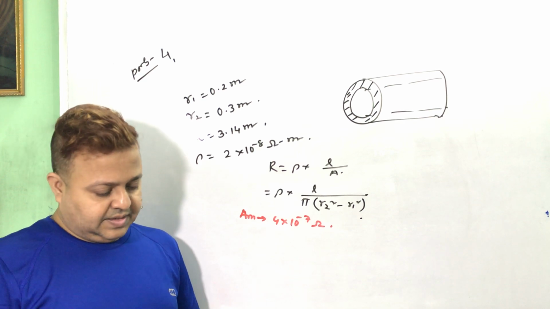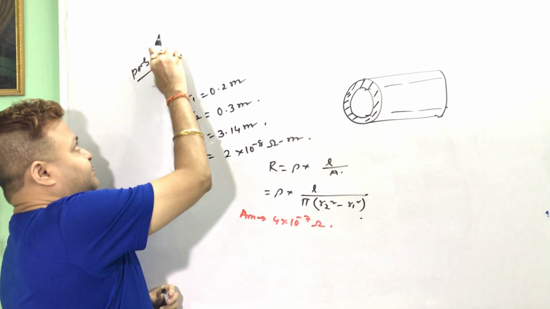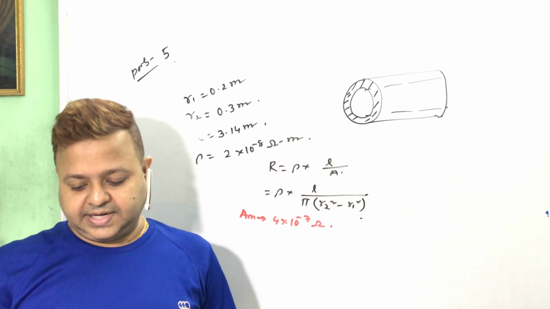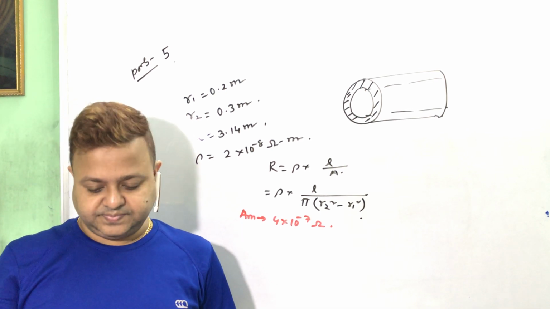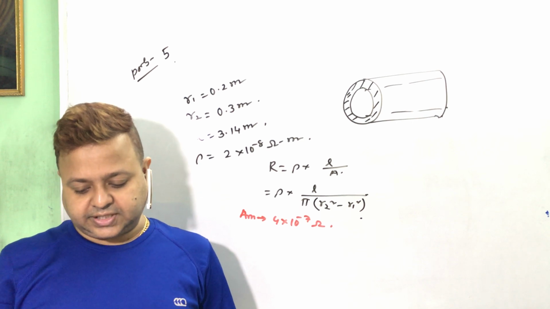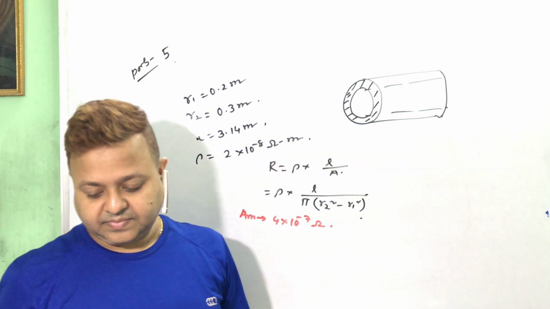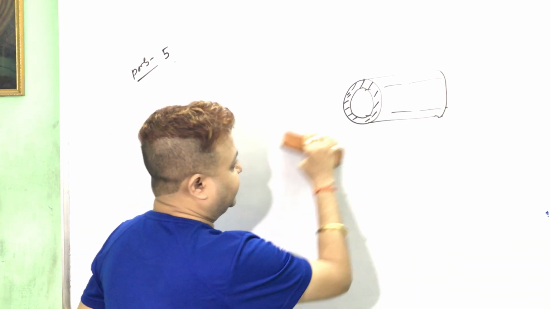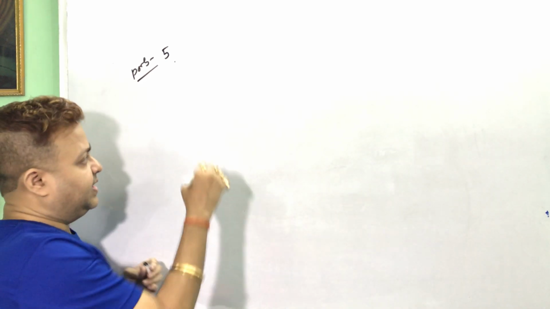Okay. Next, number 5. In a discharge tube, the number of hydrogen ions, that is the protons, drifting across the cross section per second is 1 into 10 to the power 18.